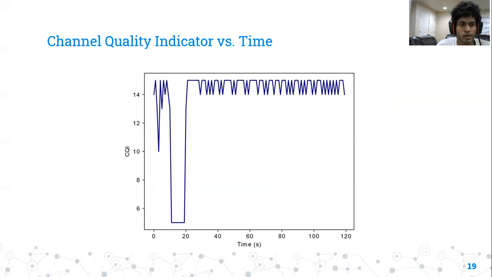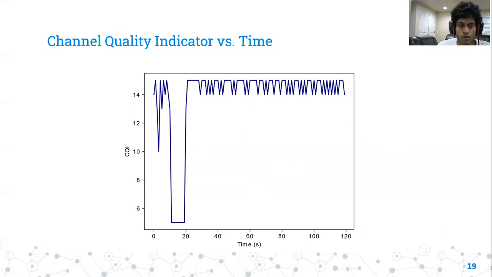So the first figure here is a time series collection of the observed channel quality indicator. On the y-axis, we have the channel quality indicator. On the x-axis, we have the time in seconds. At the 9-second mark, we can see this is when the attenuation is introduced. So we see this interference causes this huge drop in CQI.